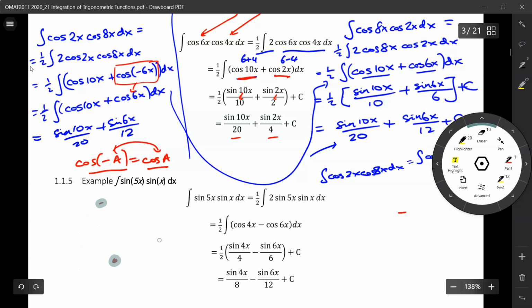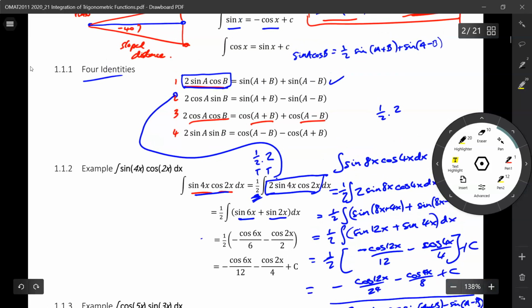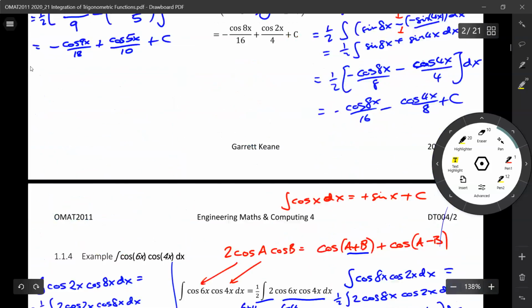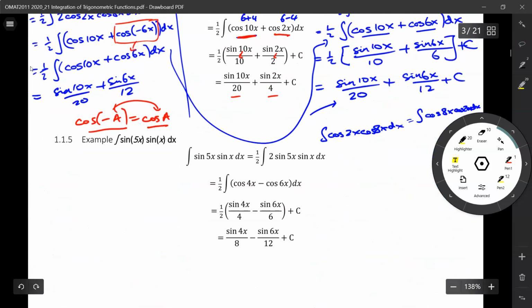This last one uses the fourth rule, and it's a product of a sine function and a cosine function. So it's the fourth rule up here, which is sine A, sine B. So that's a tricky rule, but it's basically 2 times the sine of A times the sine of B is equal to... is it minus cosine?